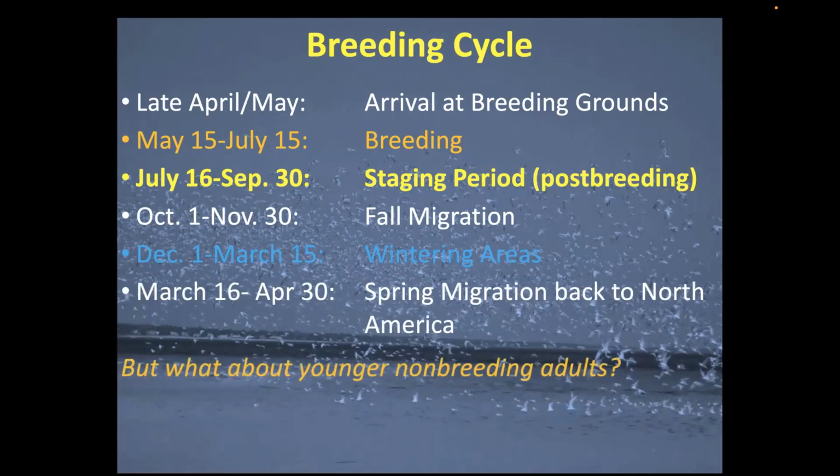Now, this is what's going on for the breeding birds. What about the younger non-breeding adults? Like I said, they don't usually come back right off the bat. They're very few. I mean, some do come back as 1-year-olds, but very few of them. We get more coming back as 2s and 3s, but those, generally speaking, are not ready to breed yet. So the question is, where are they? What are they doing?